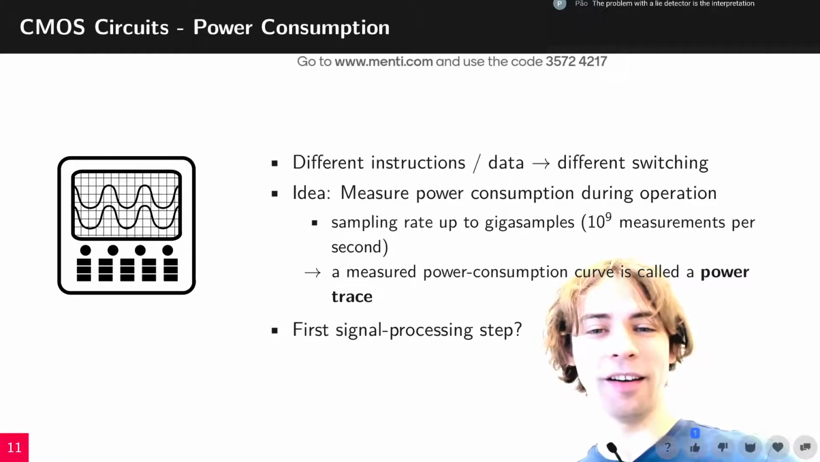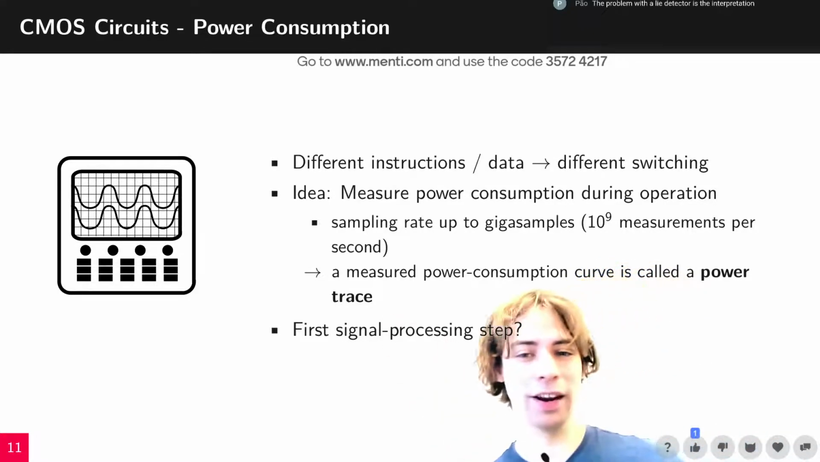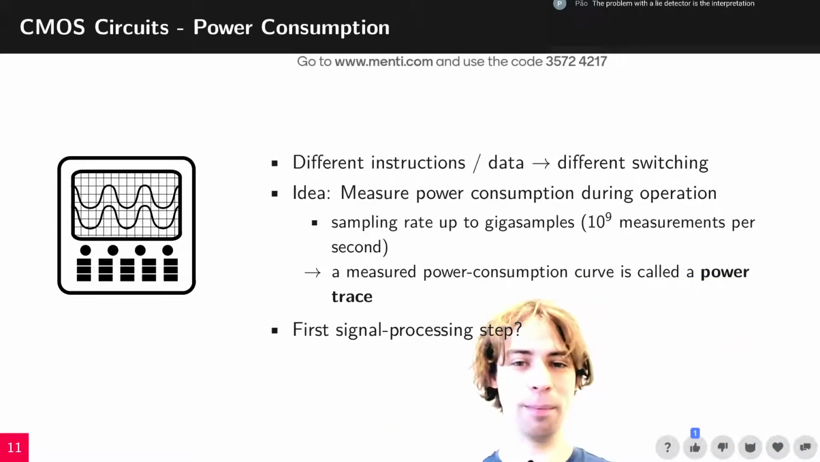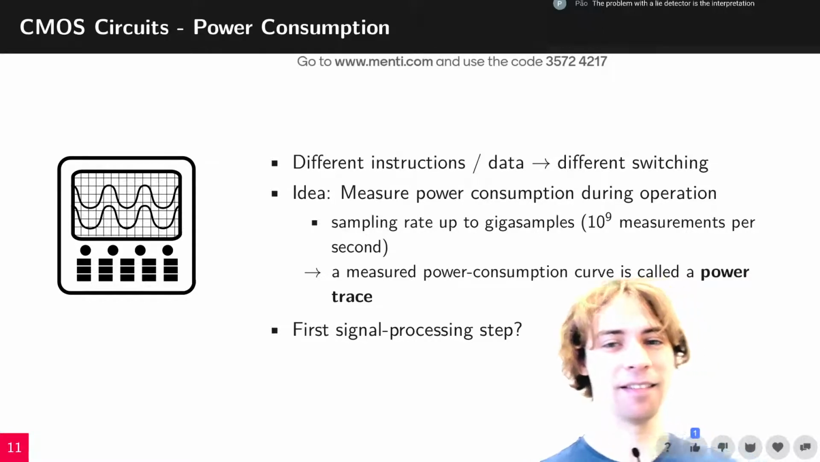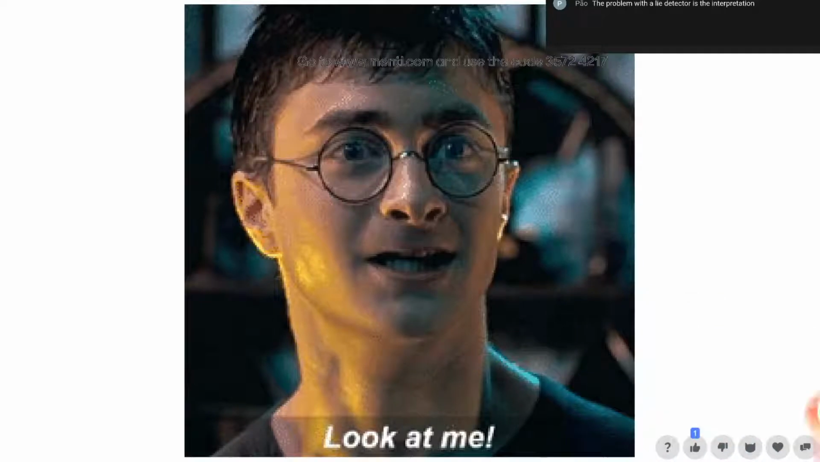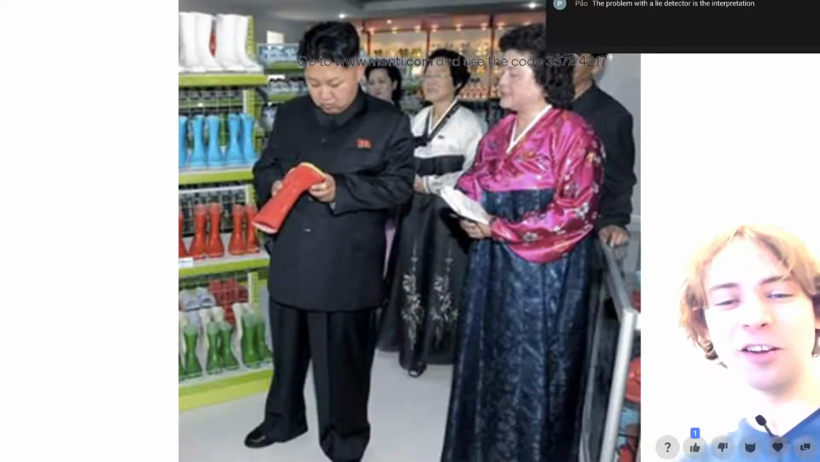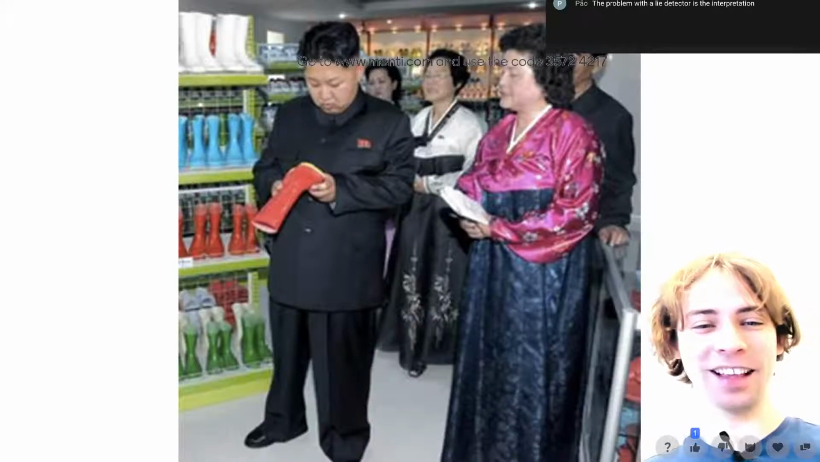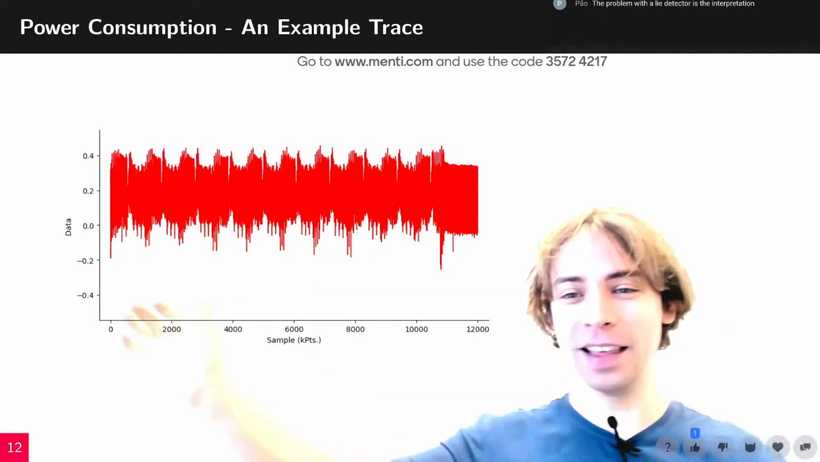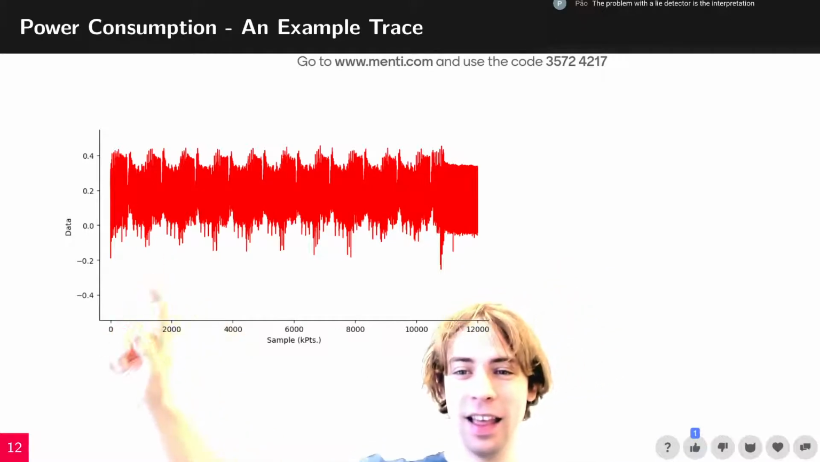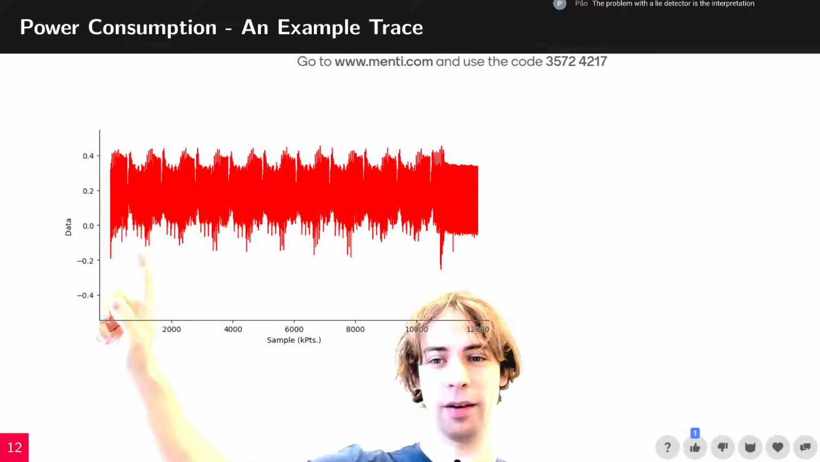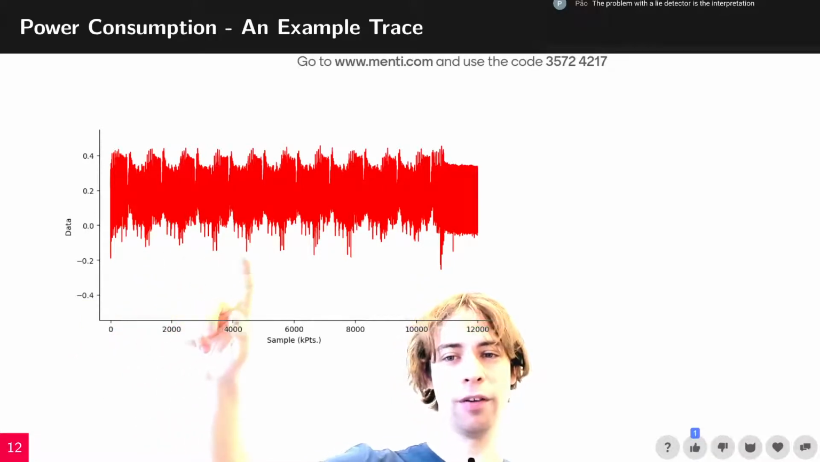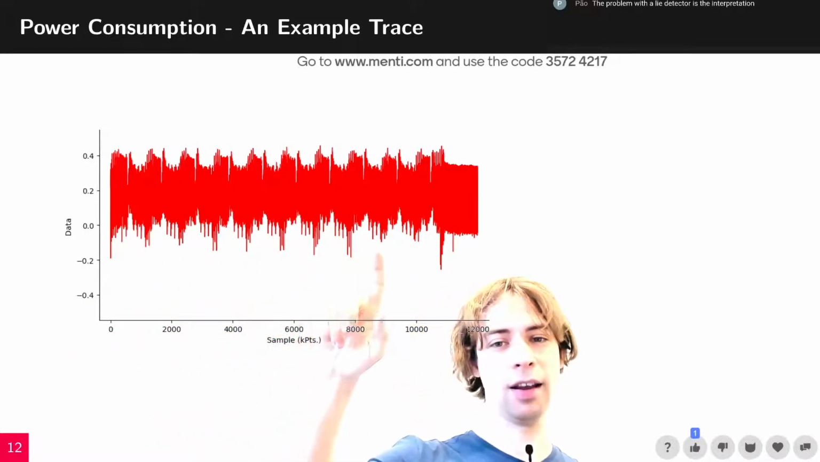So what do we do to analyze this power trace? What's the first signal processing step if we want to figure out whether there's something leaking? We just look at it. Not like Kim, of course, but maybe like this. Here's the power trace, and here we can see an interesting pattern. Let's count that here. Where should we start to count? Here, maybe 1, 2, 3, 4, 5, 6, 7, 8, 9, 10.